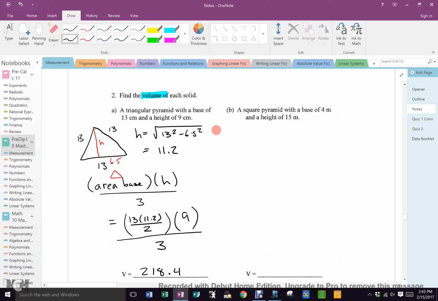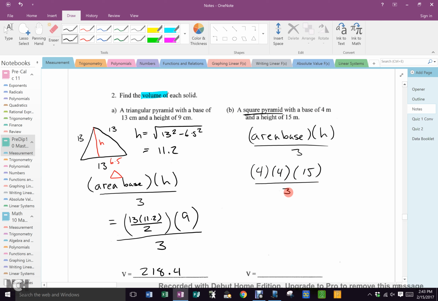This one, it's the volume of a pyramid, so all pyramids are area of the base times the height divided by 3. So it's a square pyramid, so the base is a square. So it's 4 times 4 times a height of 15 divided by 3, which equals 80.